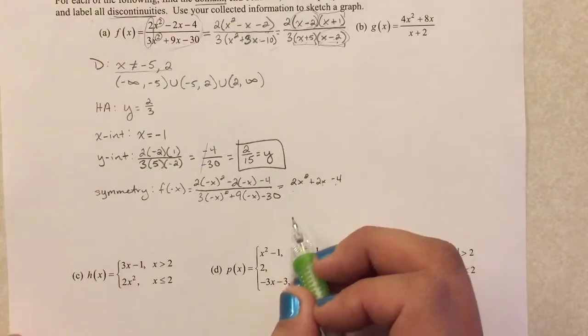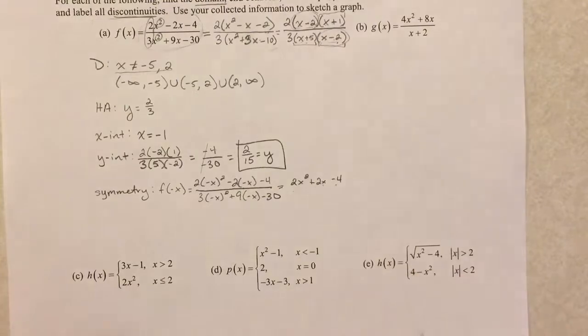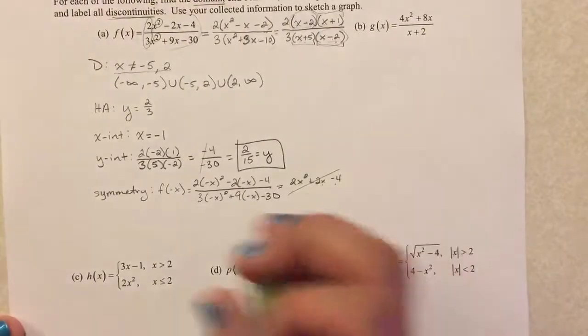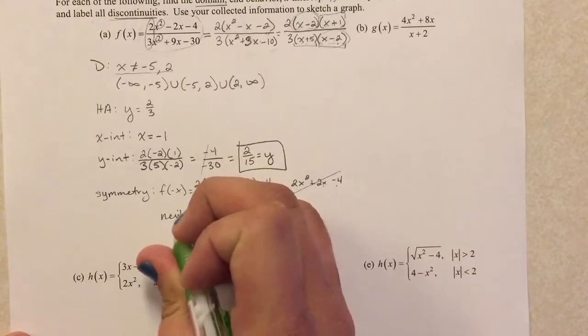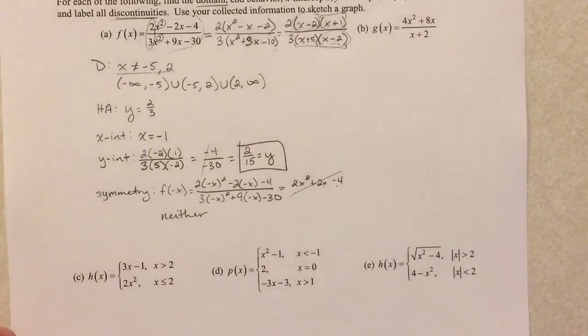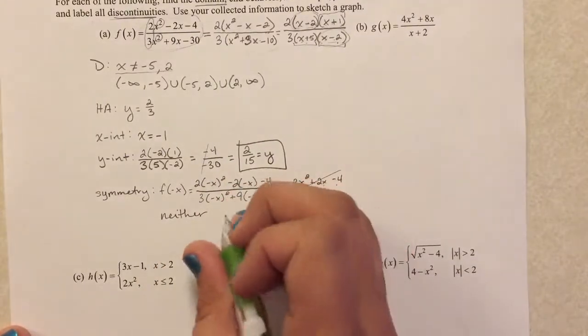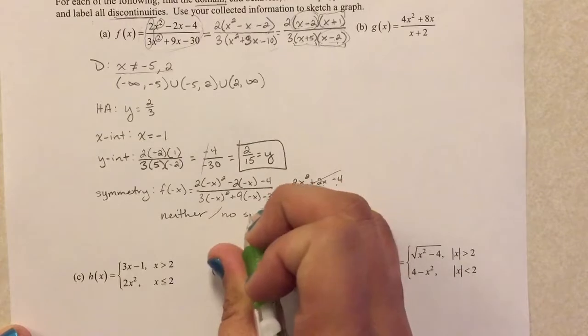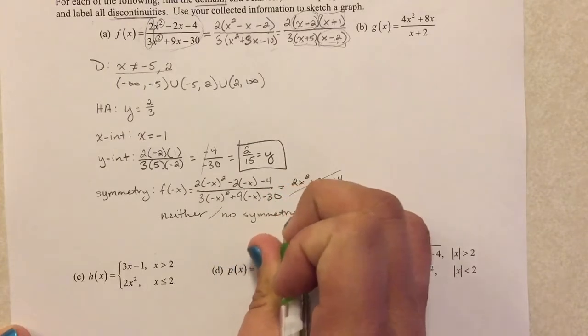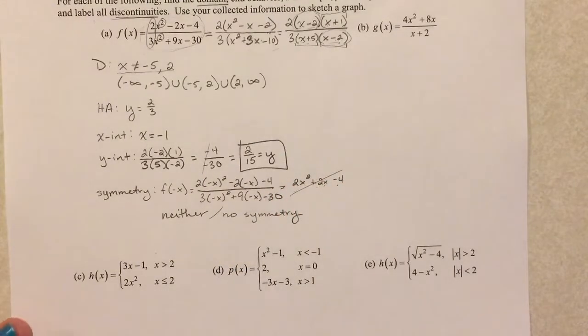So we've got a mix of weird things happening. So I don't even really have to do the bottom. This doesn't have symmetry at all, so neither. It is not symmetric. So you can either write neither or you could write no symmetry. Okay, either one of those would be correct.